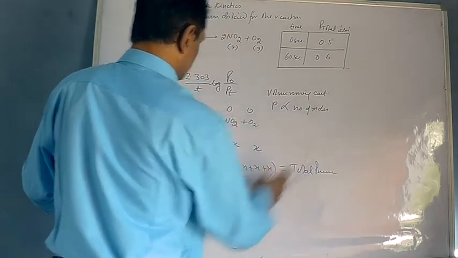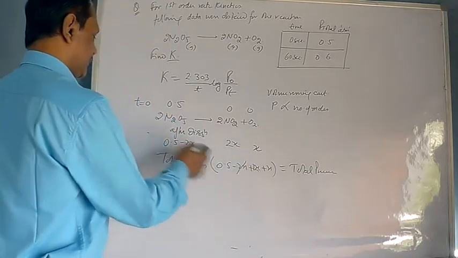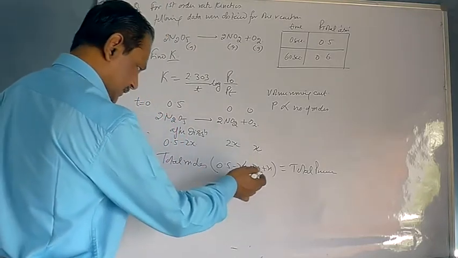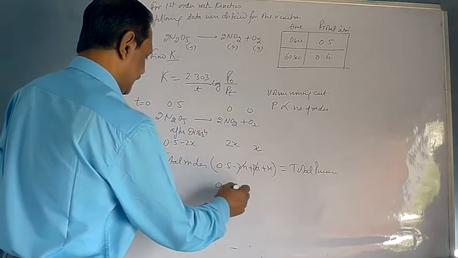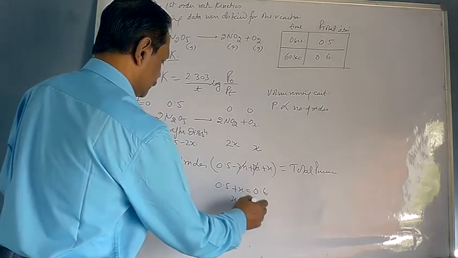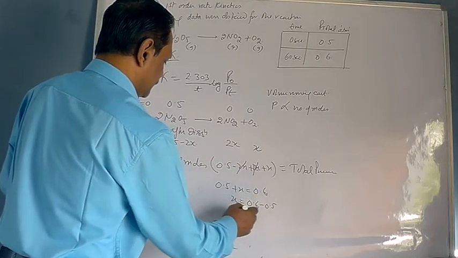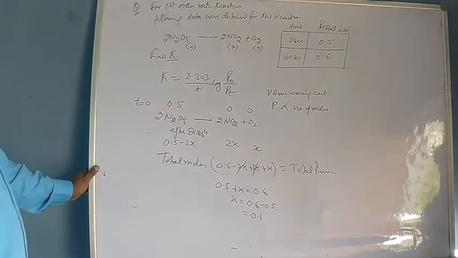Remember, 2x. So 0.5 minus 2x plus x. The 2x goes, and I am left with 0.5 plus x equal to 0.6. So x will be equal to 0.6 minus 0.5. The value will be 0.1. So we got the value of x as 0.1.